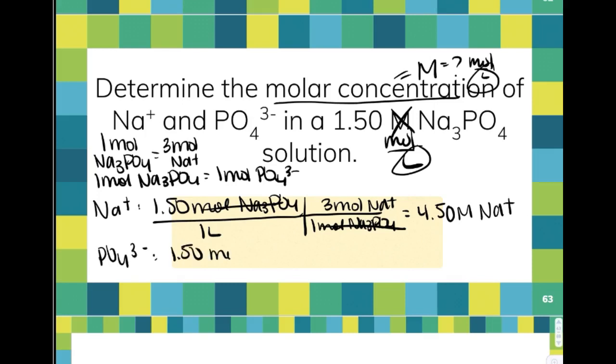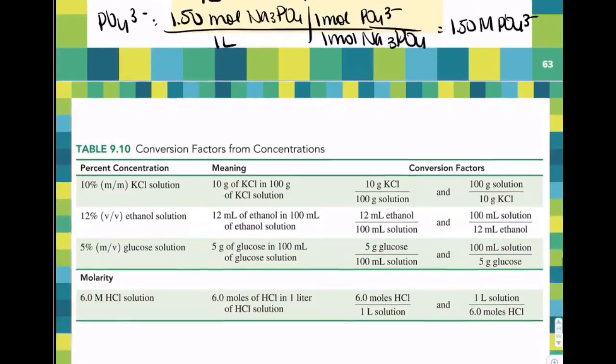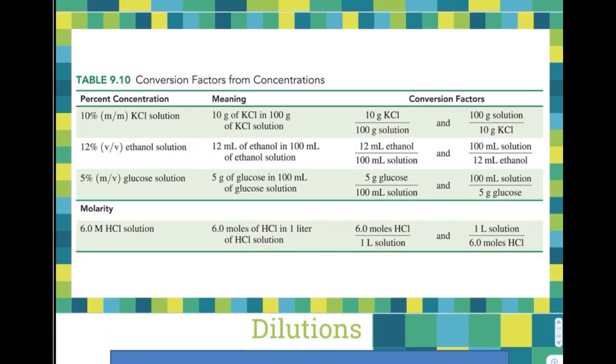Now for your phosphate, you may have figured this one out already. It's a 1-to-1 ratio, so my molarity is going to be exactly the same. So for every 1 liter of solution, you have 1 mole of phosphate ions for every 1 mole of sodium phosphate. So your molarity is going to be exactly the same for your phosphate. So here are just some quick conversions, some examples, a good go-to place while you do some homework on this.